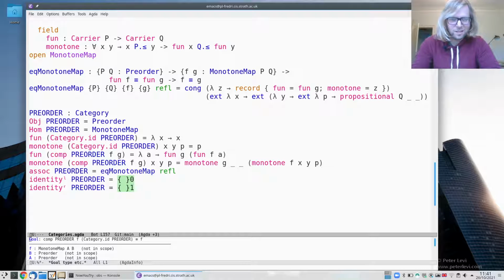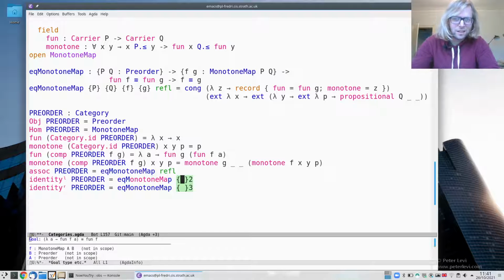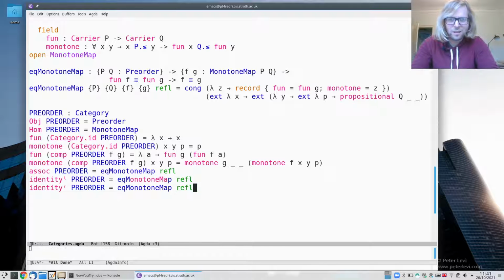Similarly here for the identities, well, we want to show that two monotone maps are equal, so we can do that with this handy thing. It's going to be the same thing on the other side, and again, these are going to be easy. These are all just REFL. That's it. So that's the exercise.